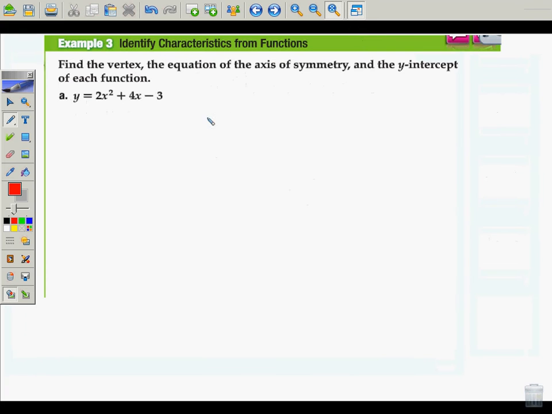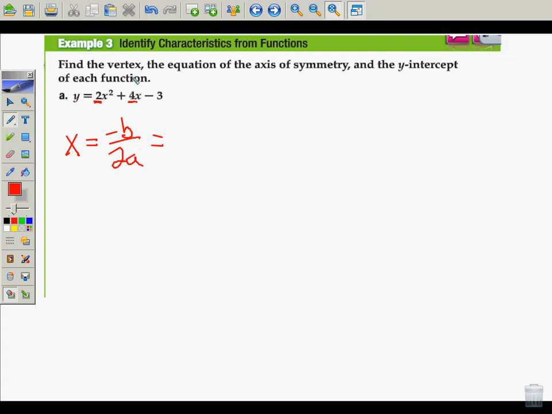Example 3, we're going to find the vertex, the equation, and the y-intercept, but this time we're going to use an equation, not a graph. So this is a little trickier, but remembering that our axis of symmetry is always x equals minus b over 2a makes this a lot easier, because right here is my b value, there's my a value, just like we learned before with quadratic functions.